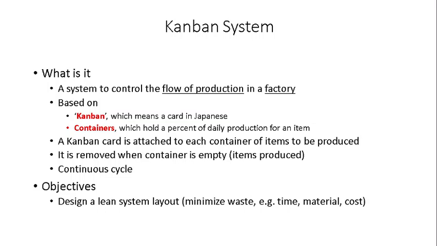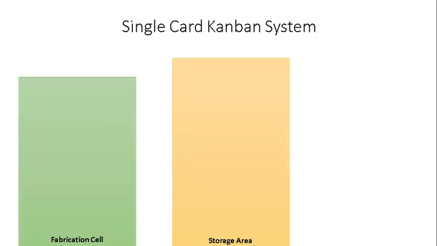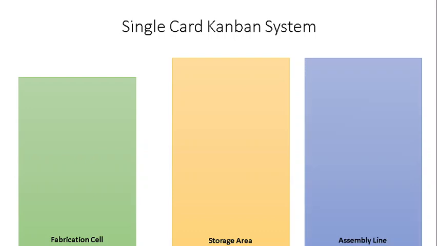Let me present in a few steps the basic idea behind the Kanban system. In general, we have one storage area, one fabrication cell, an area that produces or fills the containers, and we have the assembly line that uses the containers in order to produce the final products.